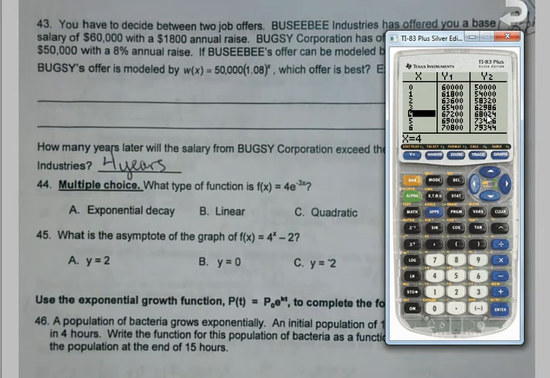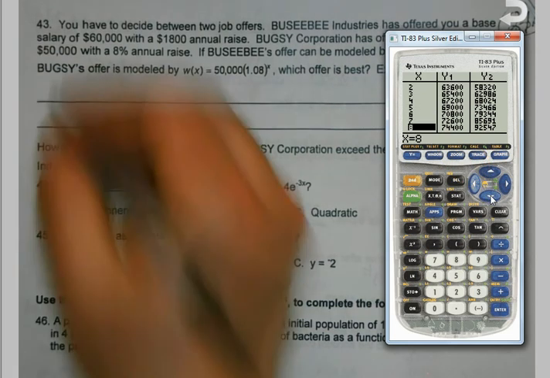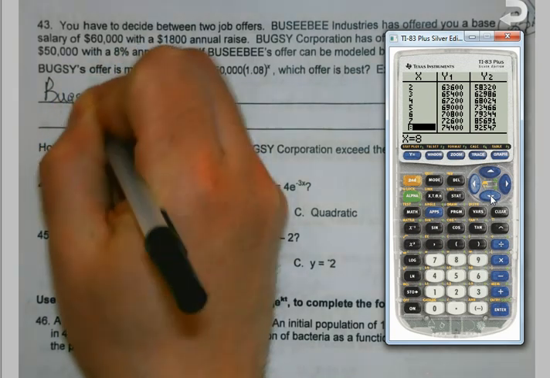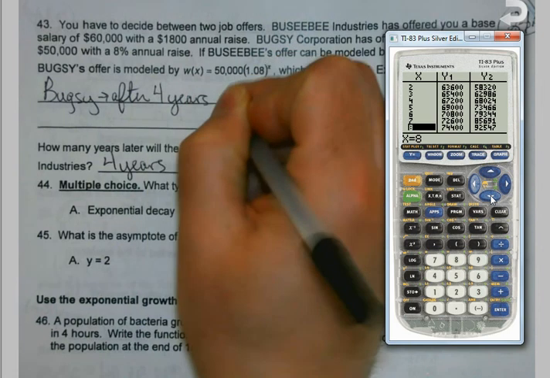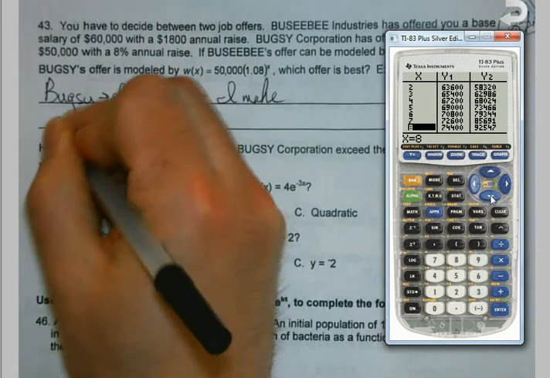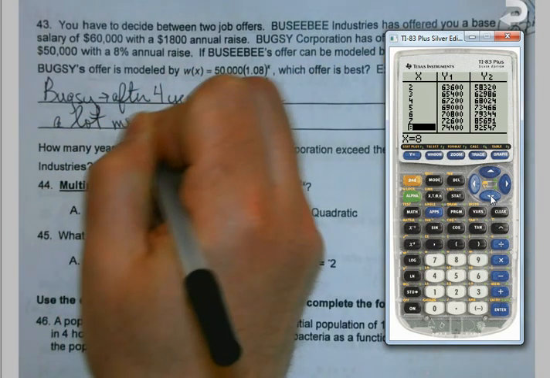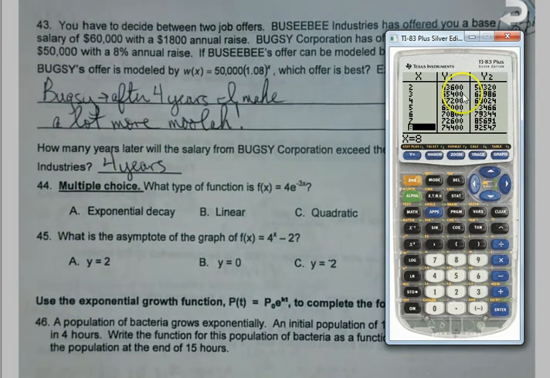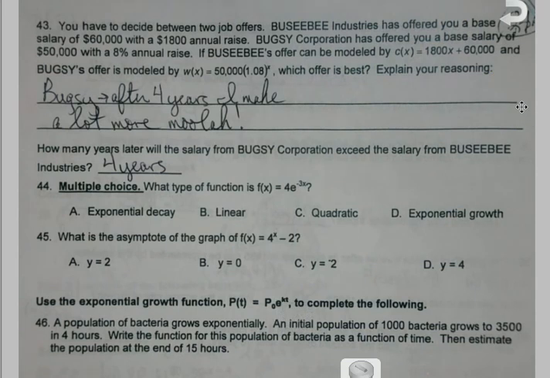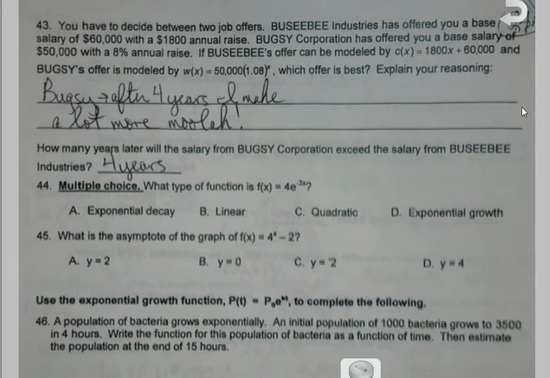But which job do you want? Now, if you wanted to tell me, well, I'm only using this as a stepping stone, I'm only going to be there a couple of years, so I'm using Busy Bee. Okay, but if you're there for any amount of years after 4, look at how much bigger that second column is. So to me, this is a no-brainer. Bugsy, after 4 years, I make a lot more moolah. Okay, unless you're working for a friend or something there, I mean, moolah, lots of it. Make it work. Make it rain.